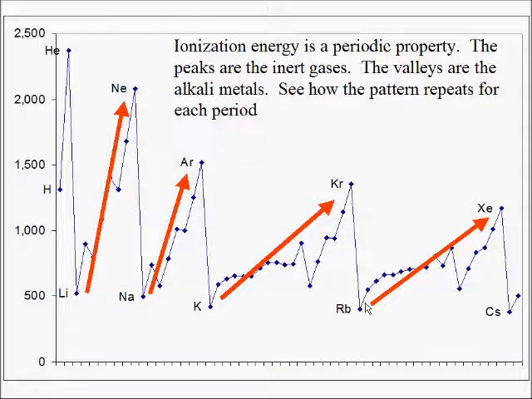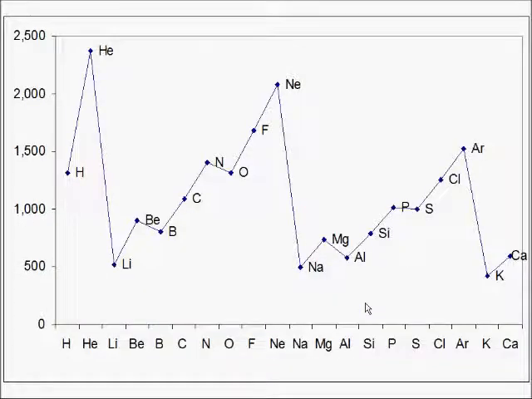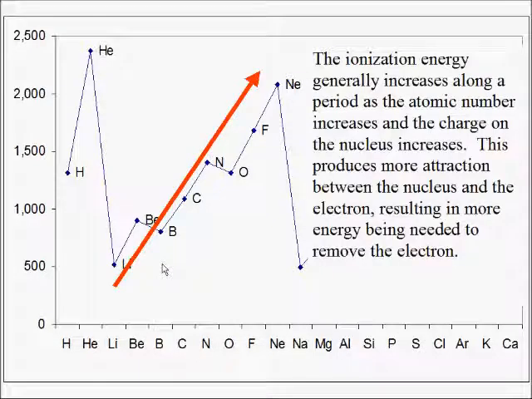Here we see just the first 3 periods on the periodic table. First period, of course, just goes from hydrogen to helium. But you'll notice that in the second period we have a general increase in ionization energy. What do you think would account for that increase in ionization energy?